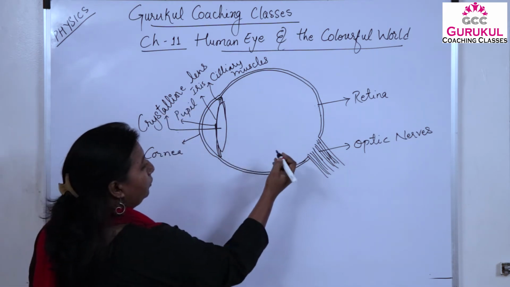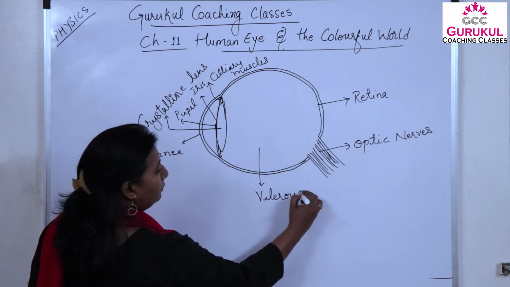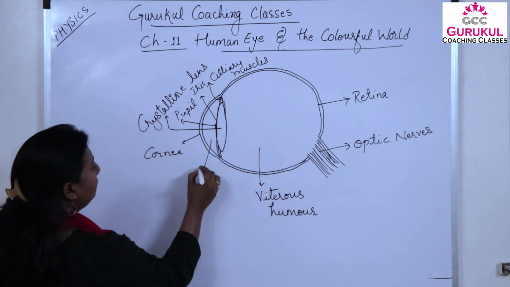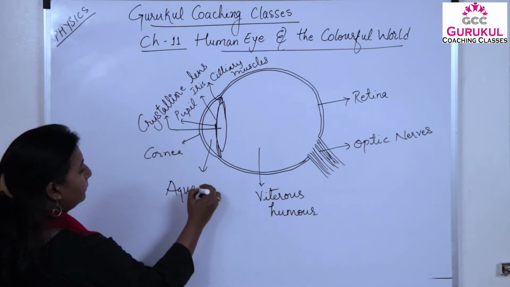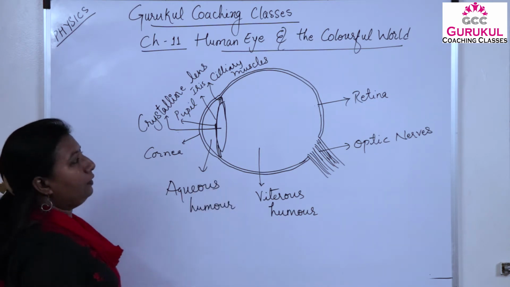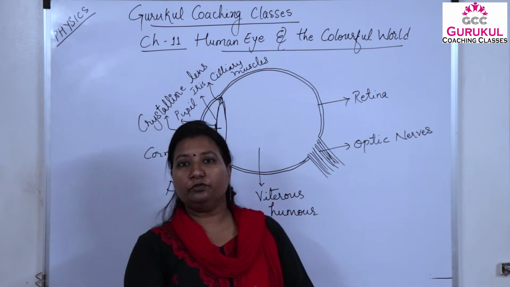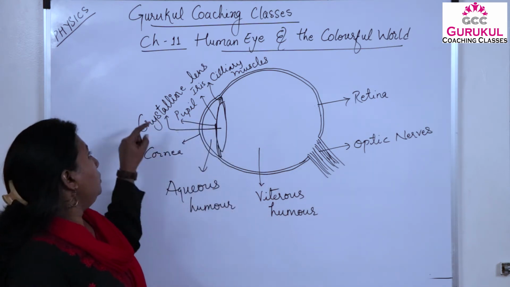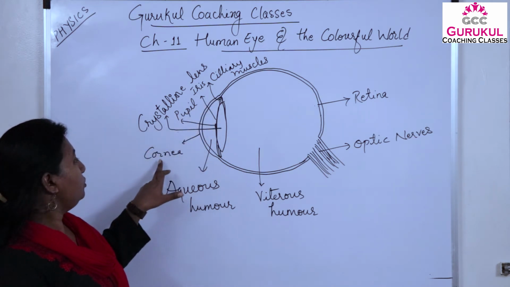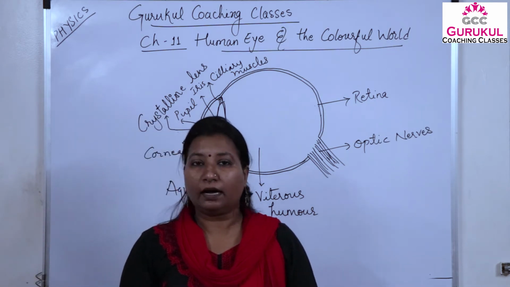Here one liquid is filled, which is known as vitreous humor, and here it is aqueous humor. Right, so these are the different parts of the human eye. We will discuss the function of each and every part one by one. So this is the outer layer of the eye, which is known as the cornea. Cornea allows the light to enter our eye.